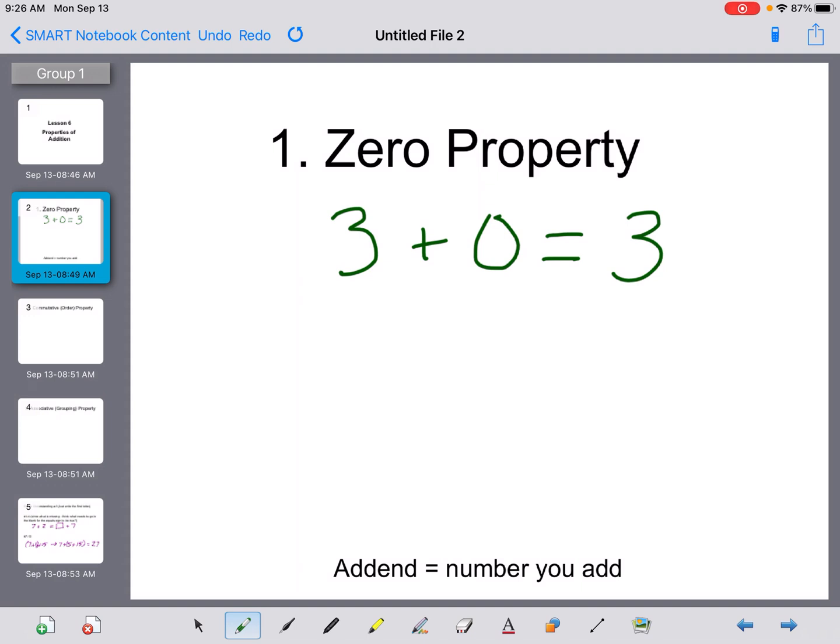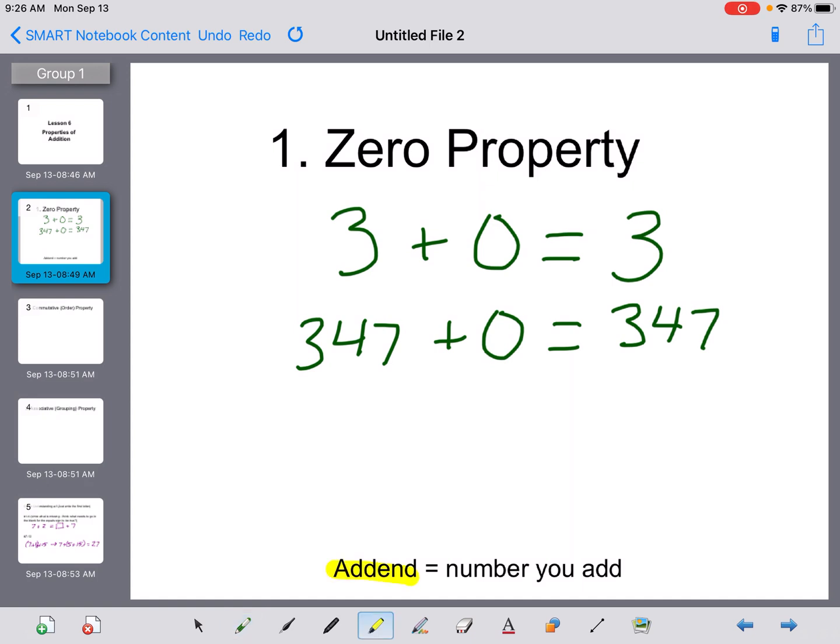No matter what number it would be, if I would do 347, let's say, and I added 0, my answer would still be that original number, that 347. All right, now a bit of math vocabulary. The word that your textbook is going to use is addend, and an addend is just a fancy word for a number that you add. So here, we had the addend of 347, and we have the addend of 0. We're adding them together to get our sum of 347. So the 0 property, very simple. If you take any number and you add 0 to it, your answer or your sum is going to be that original number.